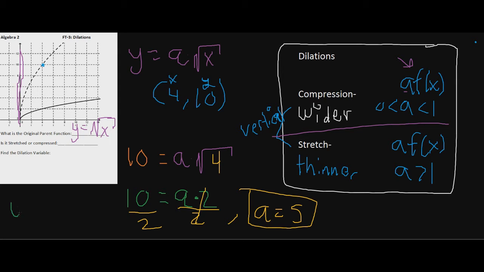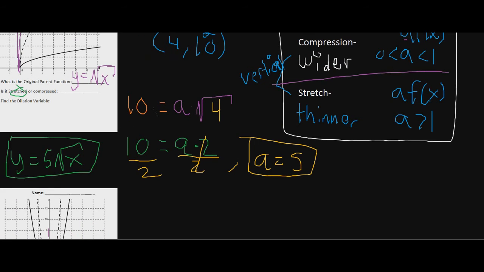So now our equation, I'll write it over here, is going to be 5 times the square root of x. And it's a number greater than 1. Right here you see it's 5. So a is 5. It's greater than 1. Therefore, we know that a stretch occurred. It was a stretch. All right? This is an example of how dilations work.